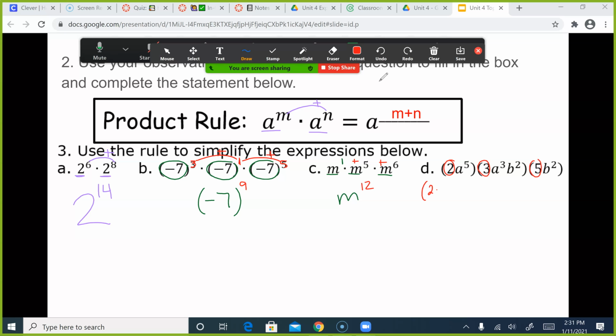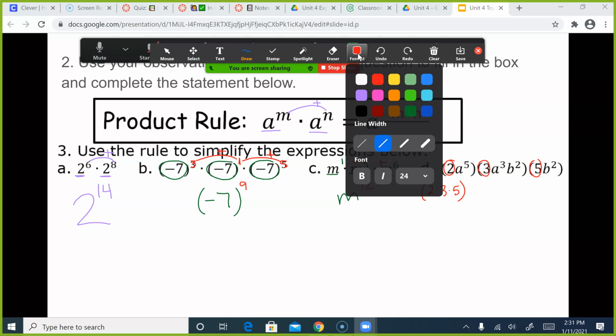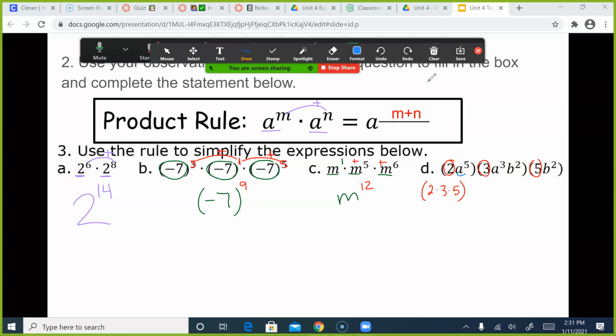So I'm going to put all the coefficients together and multiply them. I'm going to put all the a's together: a to the 5th, a cubed, and that's all the a's. And then put all the b's together: b squared and b squared. Because I'm multiplying to begin with, everything is a multiplication sign, so I can rearrange it and it's the same thing. So then I just combine them together.